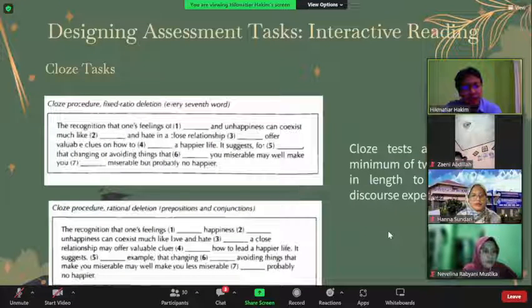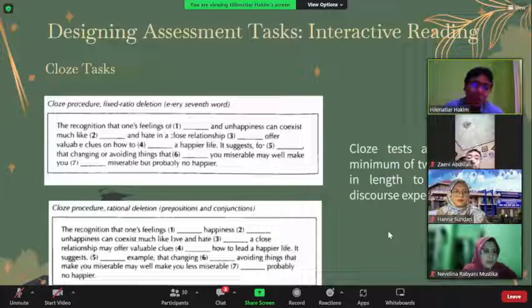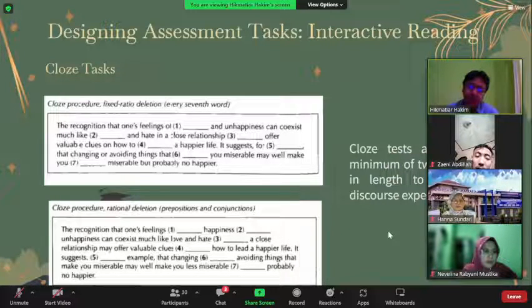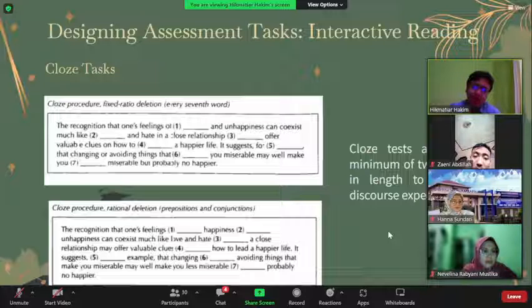Next one. This is the interactive reading. Cloze task. Oh, this one. So you have a paragraph, and then you take some of the words. Previously, you had choices, right? This is A, B, or C. But here, you don't have the choices, so you have to fill it in by yourself.